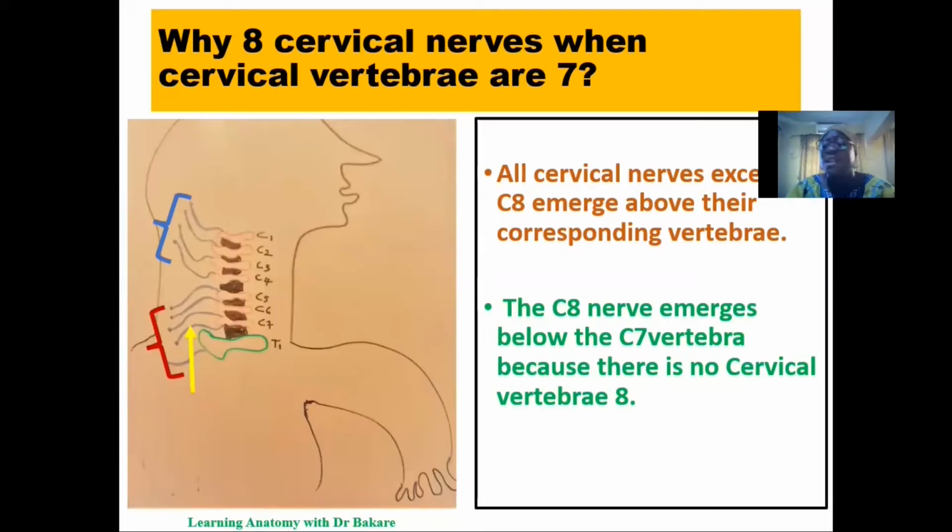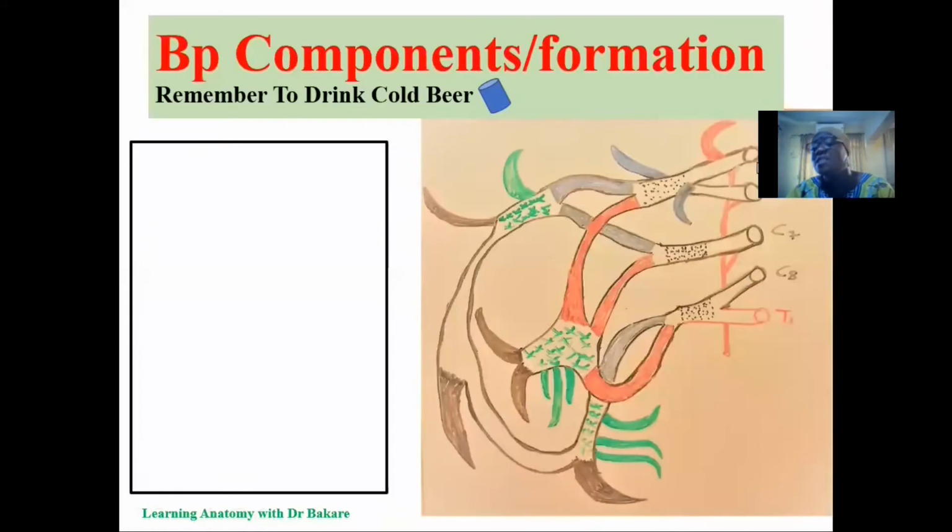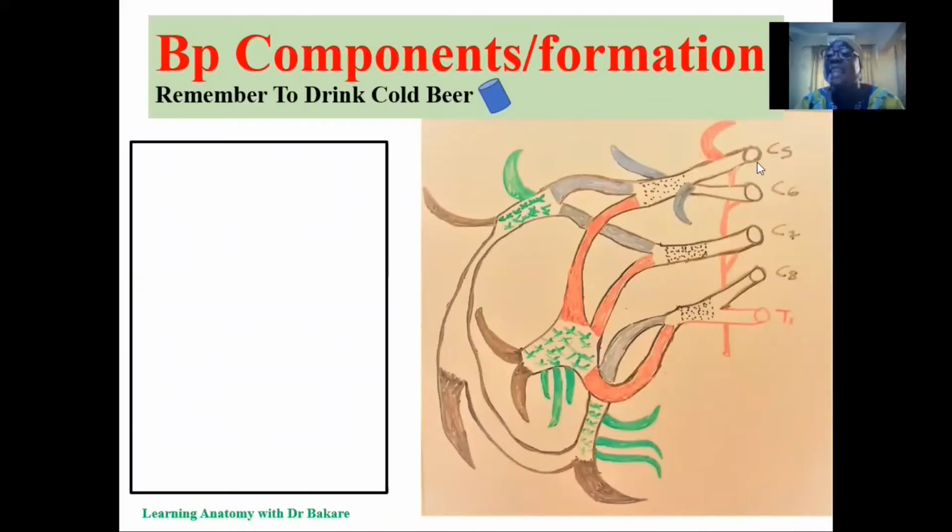And all these will then form a network or plexus of nerves that will supply the upper limb to allow sensation to be felt and also to allow movement in the upper limb region. So let's look at how this brachial plexus is formed between the roots that we have highlighted. Before we go into this, let's look at this, which says: remember to drink cold beer.